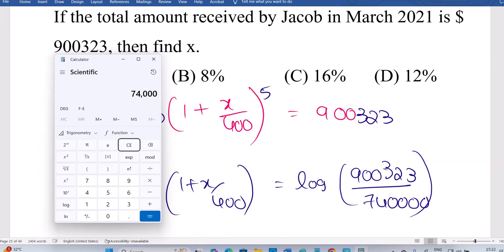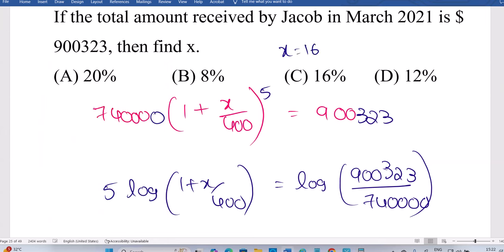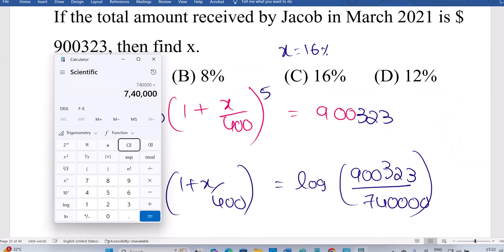Let's say 7 lakhs 40,000. I'll do trial and error, 5 times I have to apply. Let us say x value is 16, then I have to take 4%. So 7 lakhs 40,000 into 1.04, again 1.04, again 1.04, again 1.04, again 1.04. I have to type 5 times.